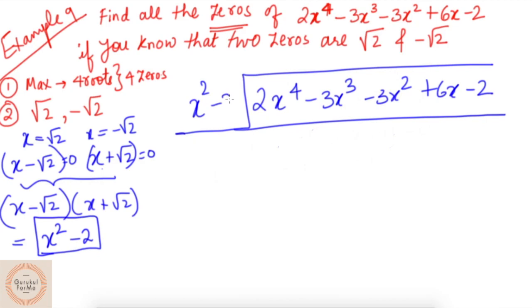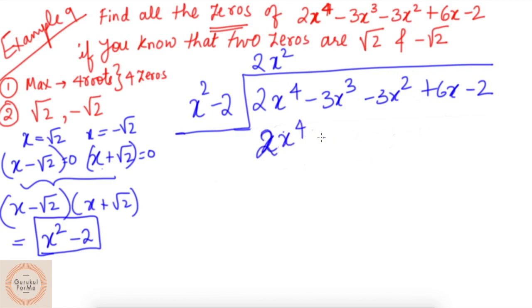x square minus 2. Okay, so we need to get 2x raised to 4. So can I say that I will multiply with 2x square here? Absolutely. So I'll get 2x raised to 4 minus 4x square. Is it fair enough? Because I multiplied 2x square with x square minus 2. Okay, brilliant. Now let's subtract.